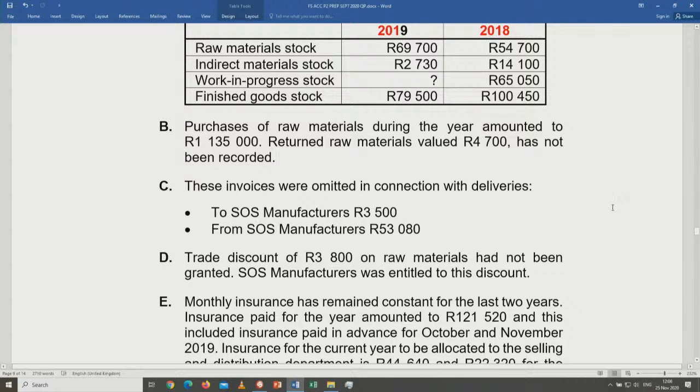These invoices, C. We've dealt with B, we don't go back to B again. These invoices were omitted in connection with deliveries to SOS manufacturers and from SOS manufacturers, right? So it's invoices, so it must be added. So we can say plus 3,500. Why are we adding? Because remember, our transport cost adds to the value of our stock. You must remember your carriage, right? From SOS, that's not our expense, so we're not going to deal with that. That's carriage on sales, basically, that we don't deal with.